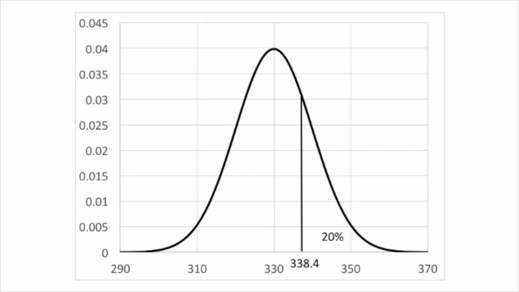So we can take that weight and actually put it on our normal distribution of weights of offensive linemen. Remember, the center of this distribution is 330. Earlier, when we saw this distribution, we had question marks because we didn't know which weight corresponded with the top 20% of weights for offensive linemen, but now we know that value is 338.4.